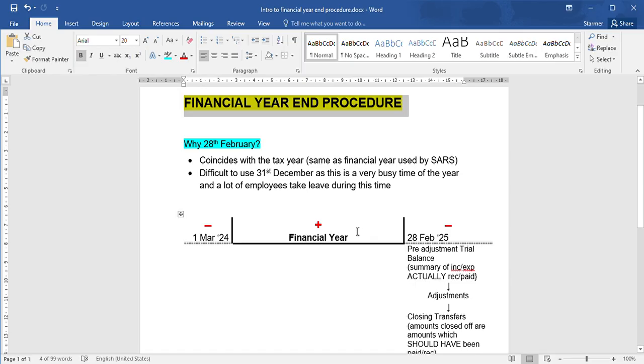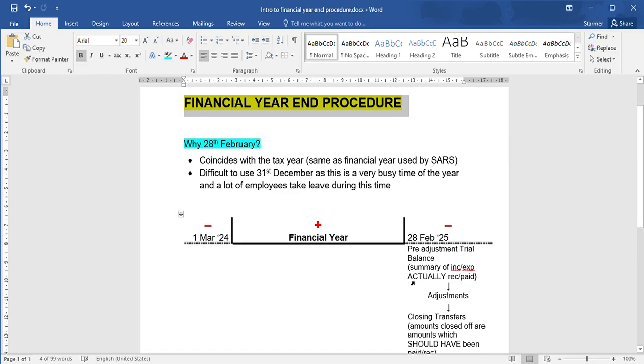So by the time you get to the end of the financial year, the 28th of February, the trial balance that you're going to have here is going to contain a summary of income and expenses that have actually been received or paid. Now we're going to call this trial balance a pre-adjustment trial balance. If something is pre, it means before. So the amounts in this trial balance will represent what you have actually received or paid.